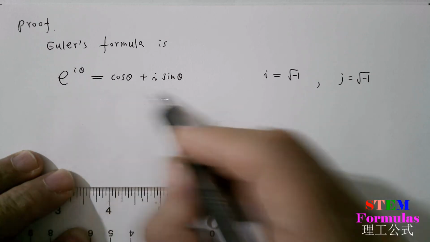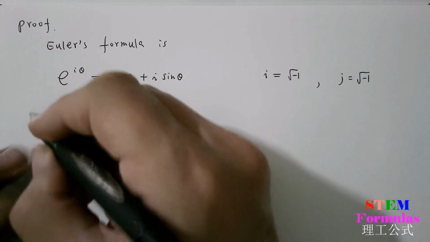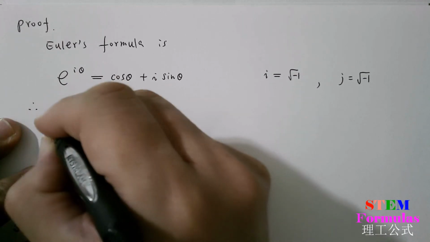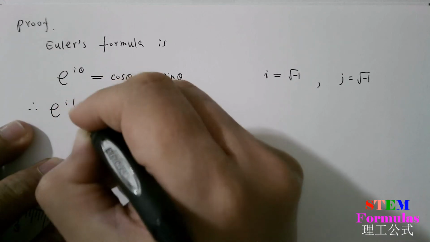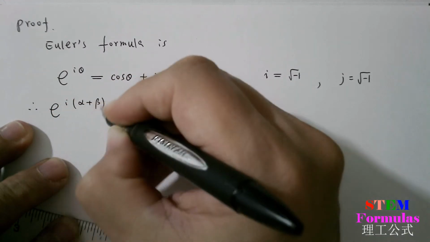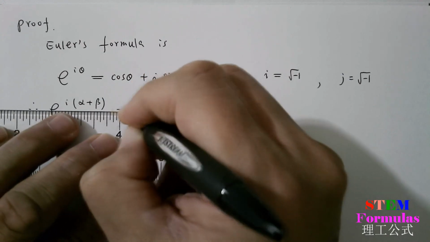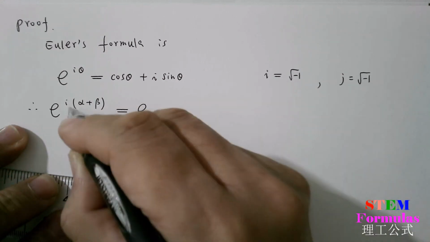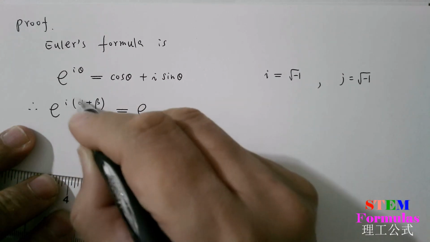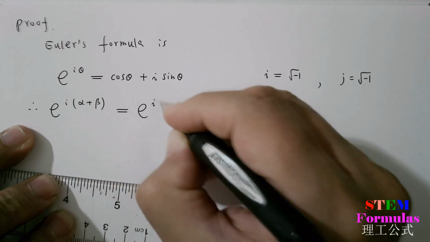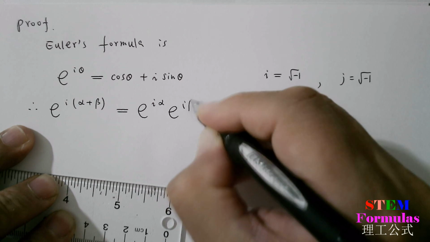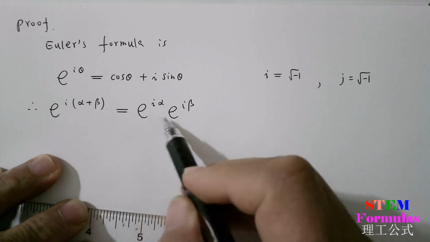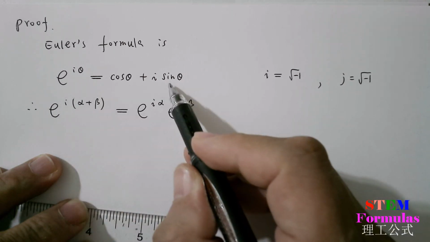From this formula, we apply it to two angles. Therefore, we have e to the I (alpha plus beta). We can simplify e to the I (alpha plus beta) equal to e to the I alpha times e to the I beta. Now, we can apply Euler's formula on both sides.